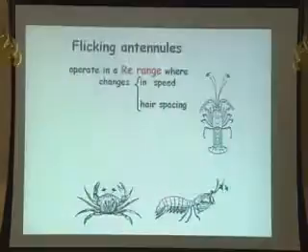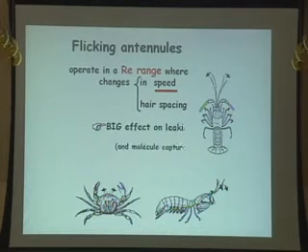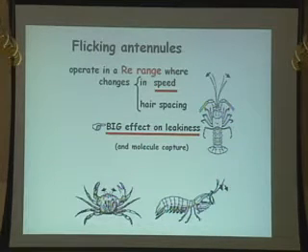So both the change in speed and the change in hair spacing contribute to the antennule being leaky here and not leaky here. So to summarize what we learned for various species of crabs, shrimps, and lobsters is that their flicking antennules operate in a Reynolds number range where changes in flicking speed and changes in hair spacing have an enormous effect on leakiness, and we would guess, therefore, in molecule capture, but I'll get to that soon.